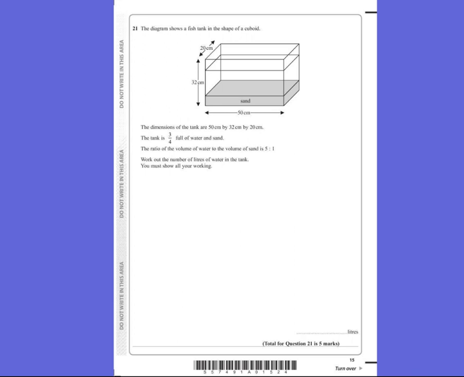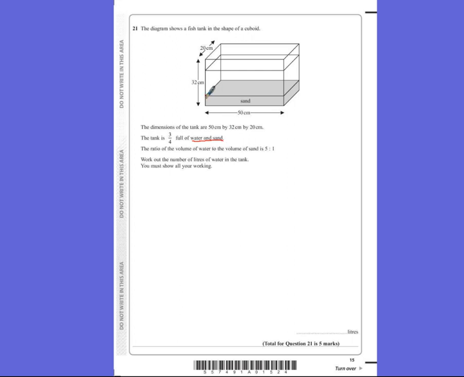Question 21. The diagram shows a fish tank in the shape of a cuboid. The dimensions of the tank are 50 by 32 by 20. The tank is 3/4 full of water and sand. So that's really important. We've got water and sand here. And the ratio of water to sand is 5 to 1. Work out the number of litres of water in the tank.